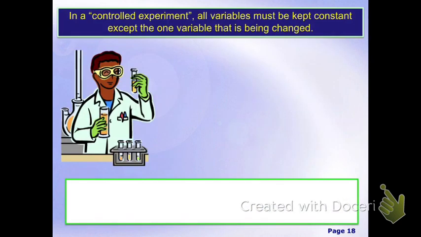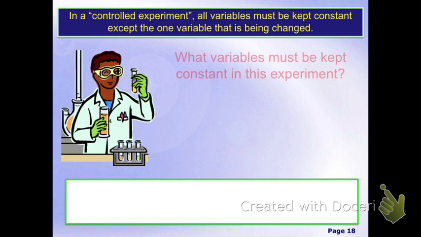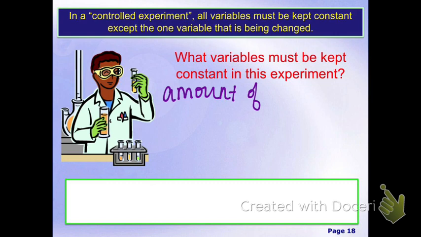All right, in a controlled experiment, all variables must be kept constant except the one variable that's being changed. So let's start making a list of the things that need to be kept constant. Okay, what variables do we need to keep constant in the experiment? Yeah, Grace. The amount of sunlight, good. Did I leave you a space on your slide to write in these lists? Okay, the amount of sunlight. Yeah, what else, Olivia? Type of plant, good.